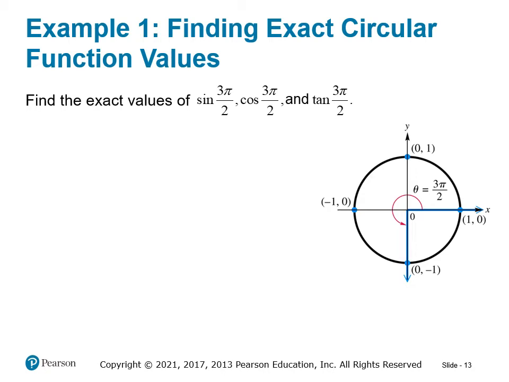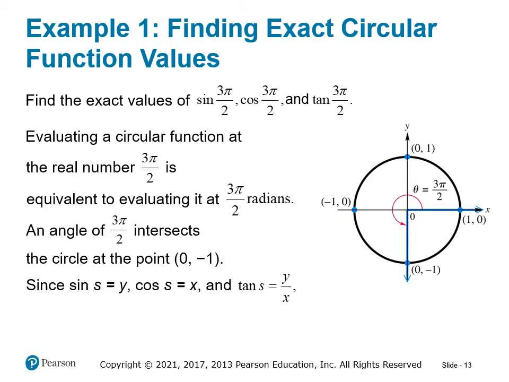Example 1, find the exact circular function values of sine, cosine, and tangent, all of 3 pi over 2. 3 pi over 2 is the equivalent of 270 degrees. It is the downward facing y-axis. The xy point is 0, negative 1. We know that sine is the y value, cosine is the x value, and tangent is y over x. So here we can easily see that sine is going to be the y value, or negative 1, cosine is going to be 0, and tangent is undefined because it's y over x, or sine over cosine, and we're dividing by 0.